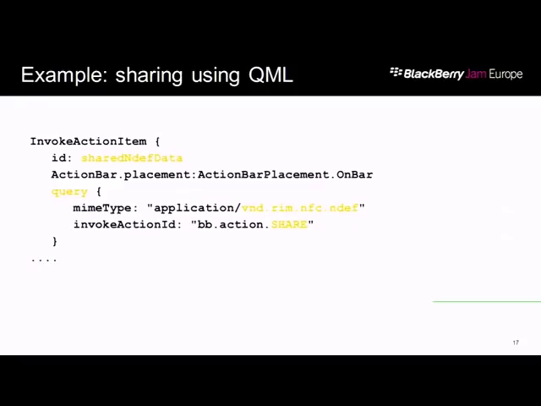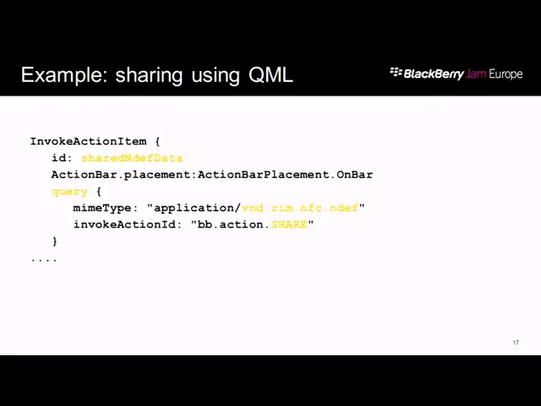Remember, I told you to remember the little share icon on the action bar. That's the result of encoding this in your QML. I've asked it to place this on the action bar. So that's my share button. So how does this work?